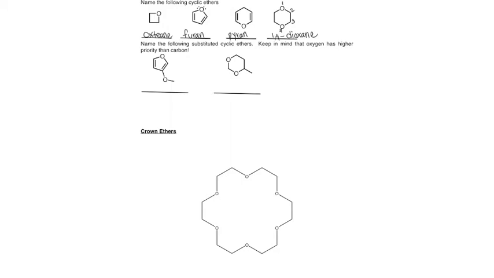We can name the substituents. Let's do a couple practice ones. So look for the parent and treat the cyclic part as the parent. So this is a type of dioxane. This is a type of furan, for example. And then we look at what's attached. And we're always going to number starting at oxygen because it's higher priority than carbon. We want to give oxygen the lower numbers possible.